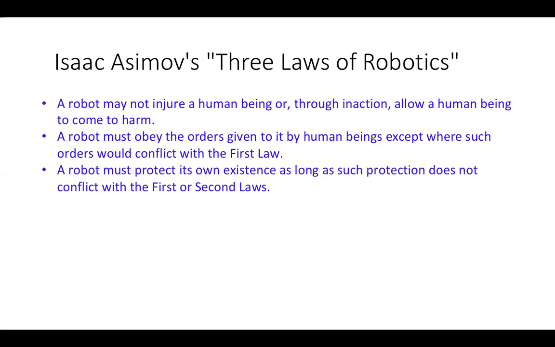A robot must obey the orders given to it by human beings, except where such orders would conflict with the first law. So a robot is going to obey the orders of human beings as long as the orders do not injure other human beings, either by action or by inaction. And the third law is that a robot must protect its own existence as long as such protection does not conflict with the first or the second law. So basically a robot will only think about the protection of its own existence whenever the first and the second laws are secure. Okay, fine. These were the three laws stated by Asimov.